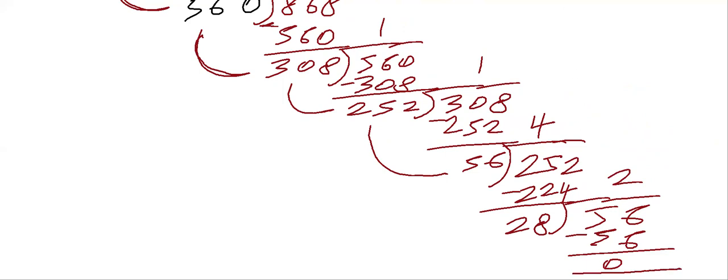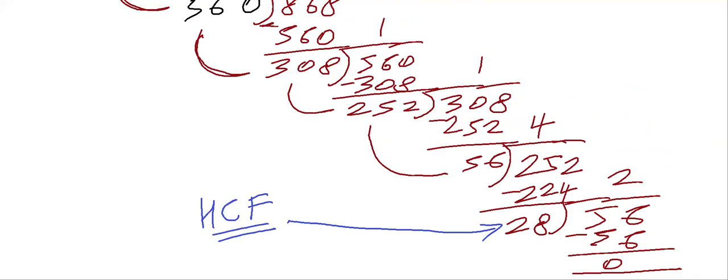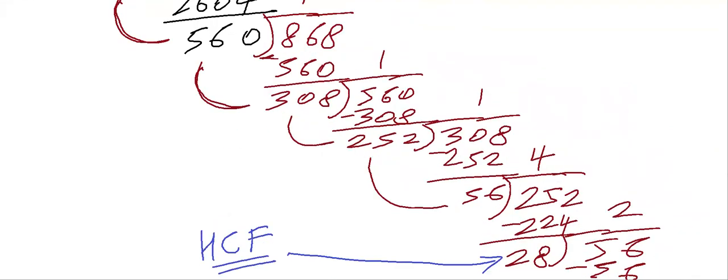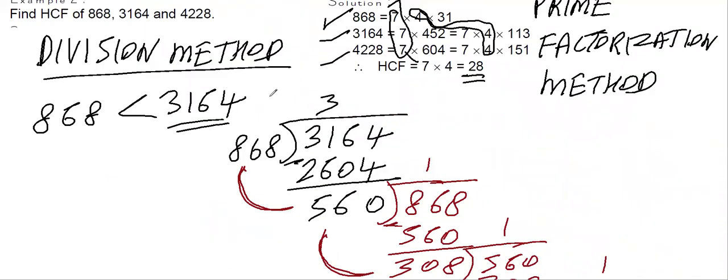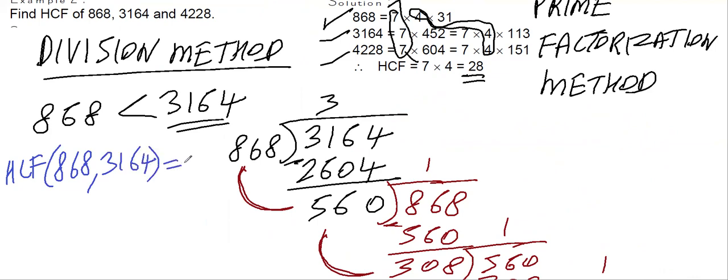Now since the remainder is 0, what will this divisor be? This divisor will be the HCF, the highest common factor, of these two numbers. Which two numbers? 868 and 3164. It is 28. So I can write HCF of 868 and 3164 is equal to 28. That's what we have found.